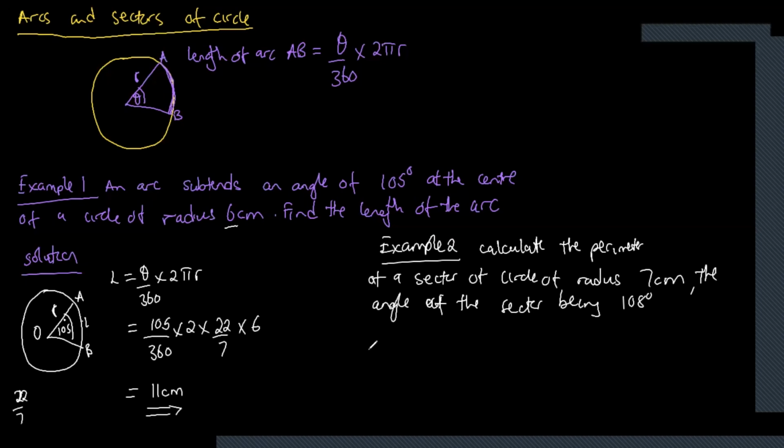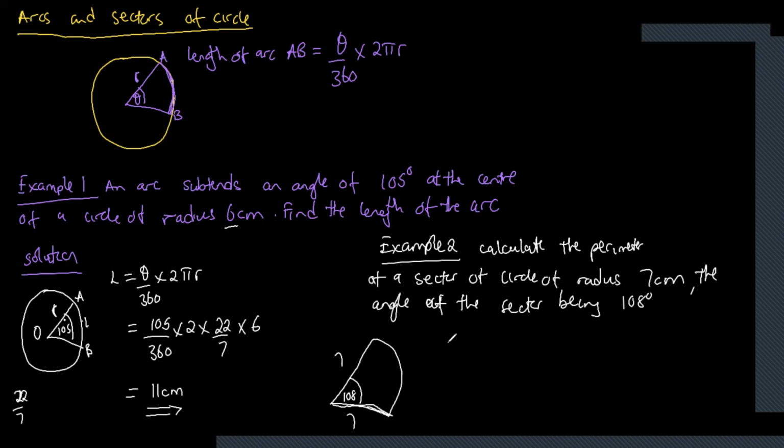I want to try. Okay, so let me just draw it for you. So we have this sector, right? So the angle is 108 here, and then the radius is 7 here, and we have 7 here. So that's our sector like that. Okay, so how do you find the perimeter of the sector?